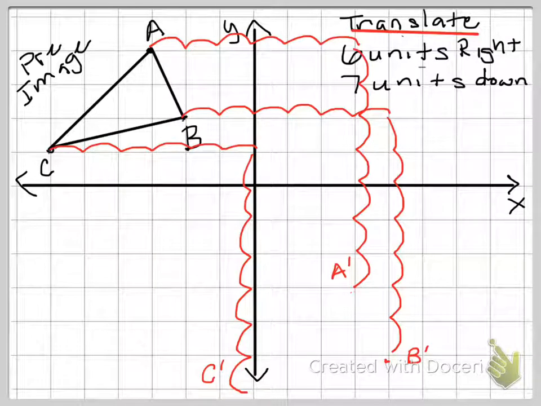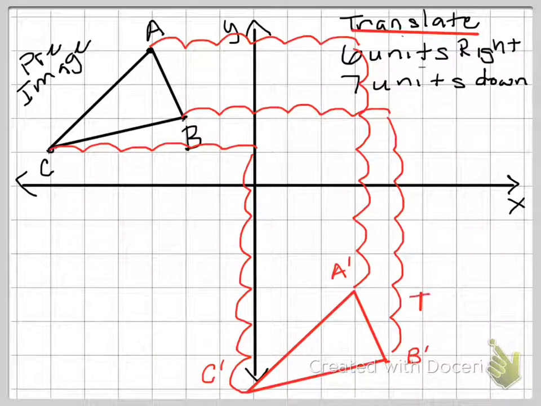So if I connected all of those points from here to here, from there to there, and from there to there, I'm going to end up with my translation of 6 units to the right and 7 units down. And this, again, is called the image. Alright, so from pre-image to image, the translation was 6 units to the right and 7 units down.